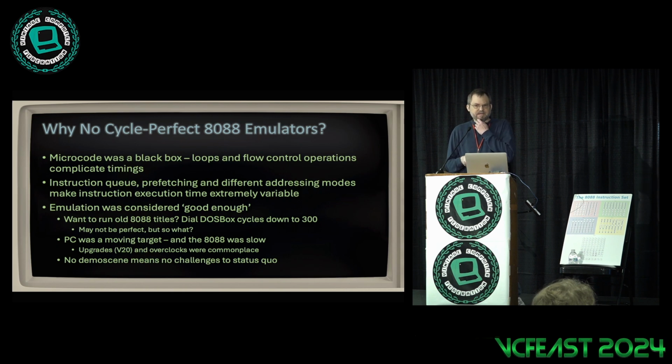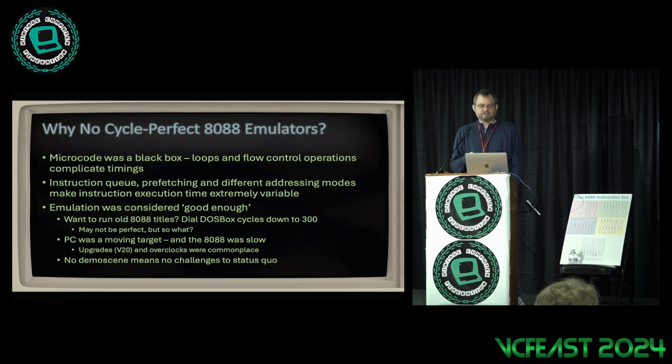The early PC was not really known as a gaming machine, even though there were a lot of good games for it. You could run Big Top by Michael Abrash by dialing your DOSBox cycles down to 300. It would run acceptably well. And even back in the day, people upgraded their 8088 to a V20 or overclocked it with a little add-on board. So even back in the day, being slavishly 4.77 megahertz was not always the goal.